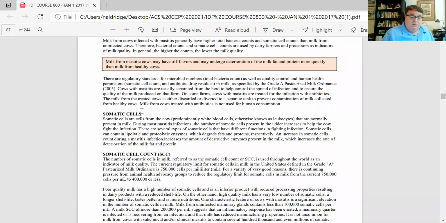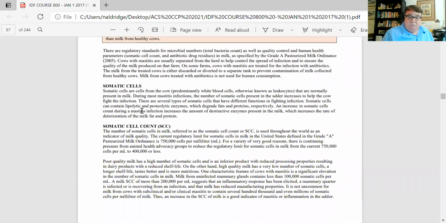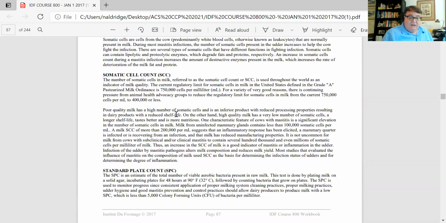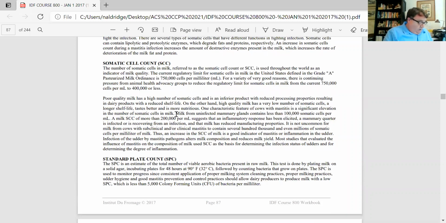Again, somatic cells, a lot of this is repeating. Somatic cell count, again, very important, absolutely. And the standard plate count. So we went over that before, but reiterating the fact, know about all those.